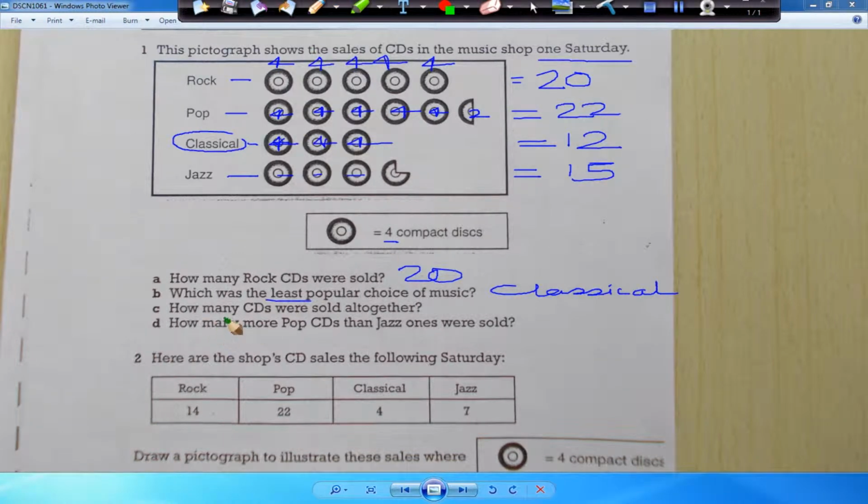The question says, how many CDs were sold all together? Put your hand up without shouting if you know what that word means, all together. Urva. What do they want us to do? Do they want us to add, take away, multiply, divide? Add them all up. Let's add them then.